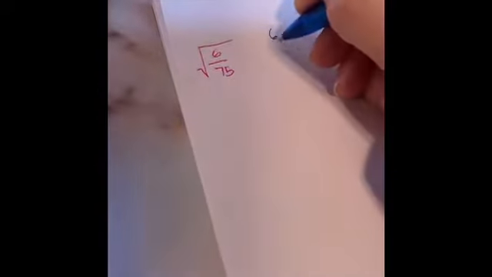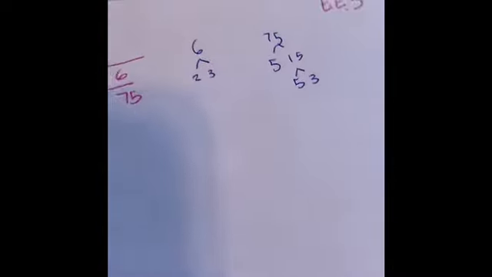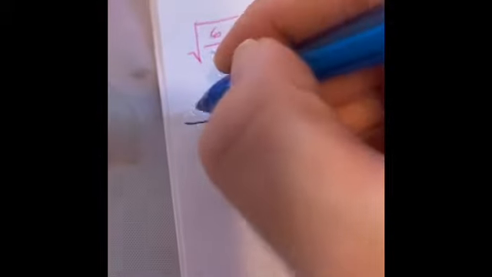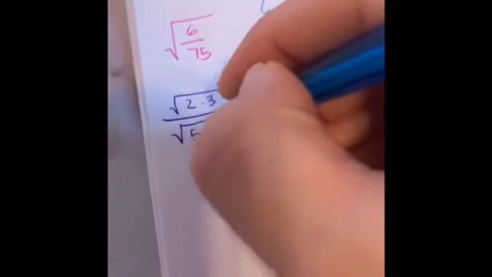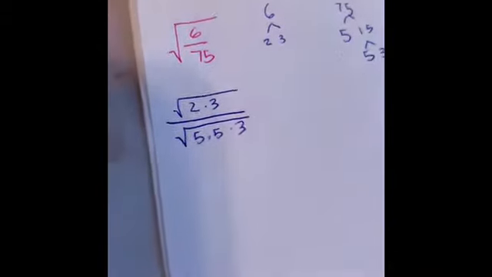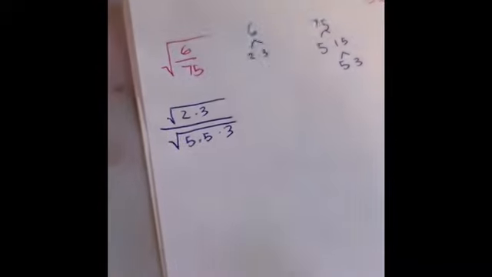So again, you always start with your two factor trees. For 6, 6 is 2 times 3. 75, we're going to have 5 times 15, which is 5 times 3. Okay, then we make our fraction again. So on the top, we're going to have 2 times 3. On the bottom, we'll have 5 times 5 times 3. Alright, so make your fraction and put your lists in their places.